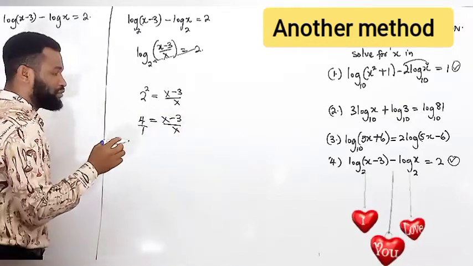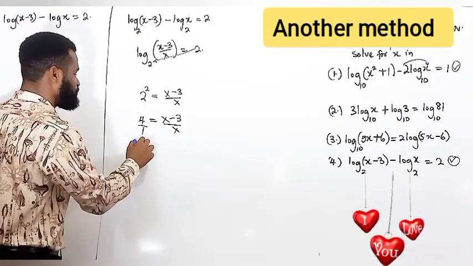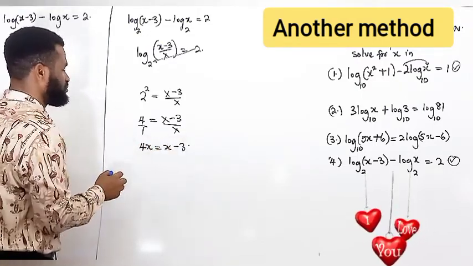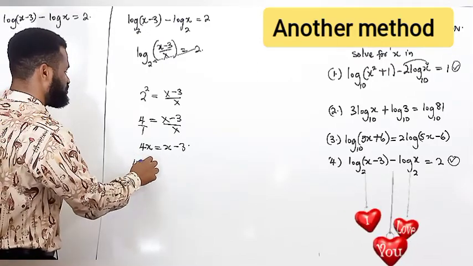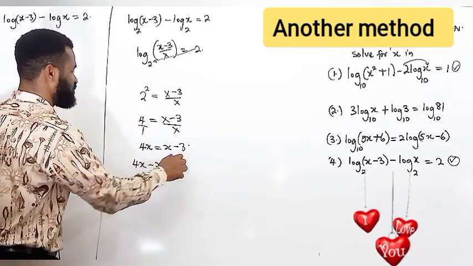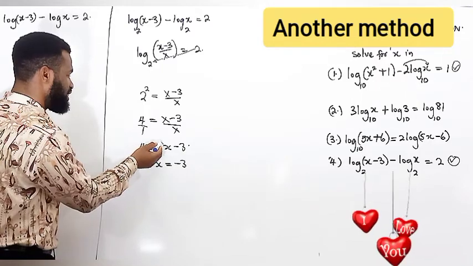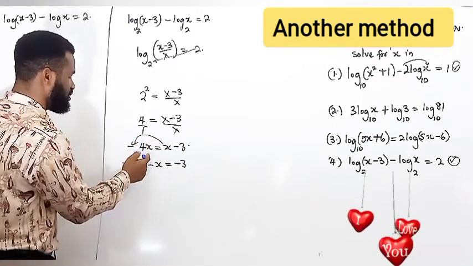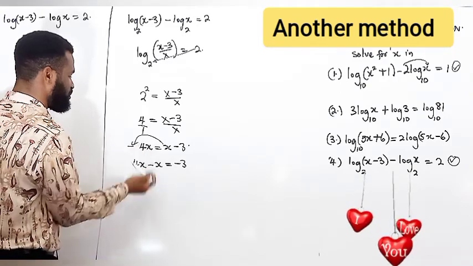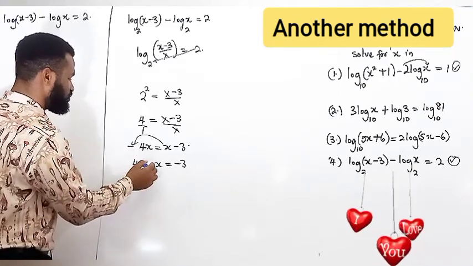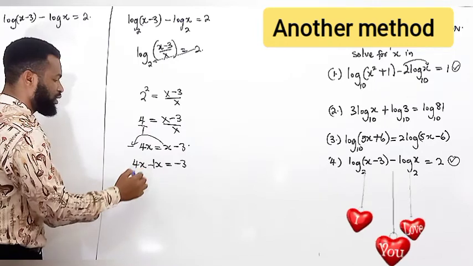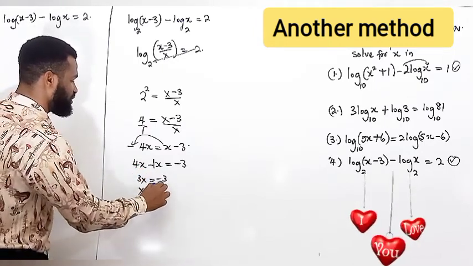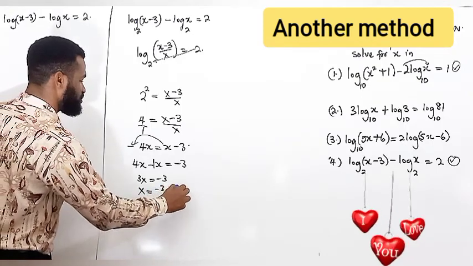We clear the fraction. I have 4x is equal to x minus 3. So this is 4x minus x is equal to minus 3. Why? Because this has to come here and become minus. Yes, but this is already plus. That is why it's like this. So there is 1 here. 4 minus 1 is 3x equal to minus 3. So x is equal to minus 3 divided by 3, which is equal to minus 1.